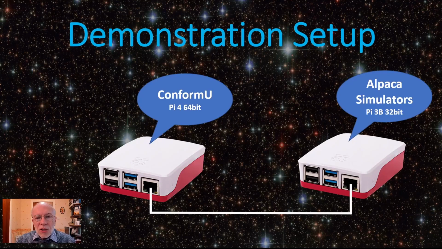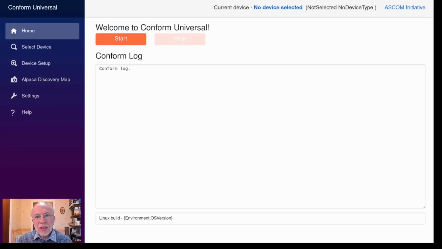Now, I'm going to demonstrate ConformU later on in this presentation, and this is the very basic test network that I have set up. 2 Raspberry Pis, 1 Pi 4 64-bit running ConformU, and a second Pi 3B 32-bit running the Alpaca simulators. This is the Conform Universal user interface.